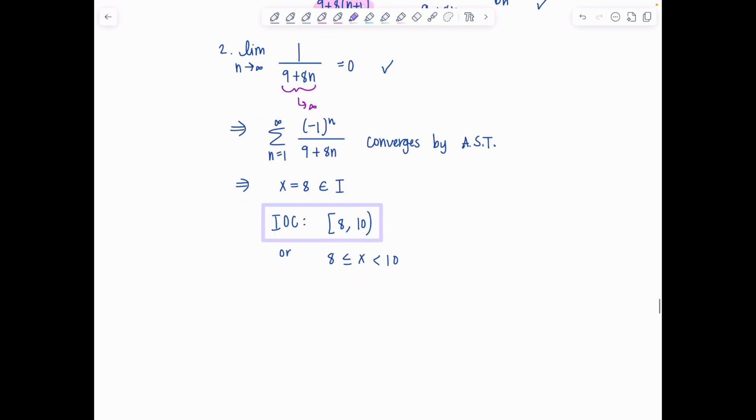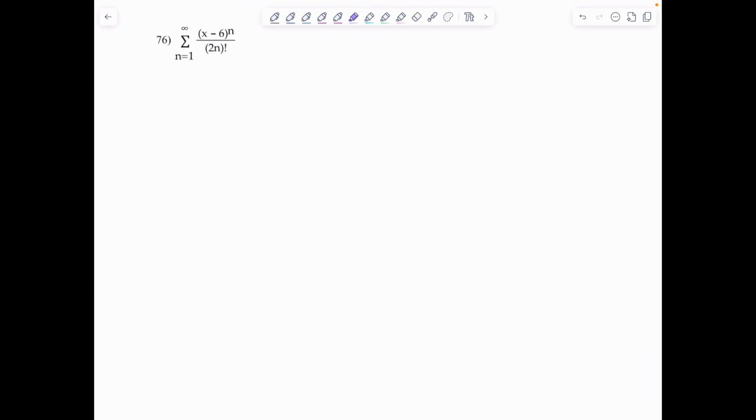Let's try another. All right, here's a lovely one. We have the sum n equals 1 to infinity of (x minus 6) to the n over (2n) factorial. So start off, let's do the ratio test. I'm going to take the limit as n goes to infinity of the absolute value of (x minus 6) to the n plus 1 over (2 times (n plus 1)) factorial, times the reciprocal of a sub n, so (2n) factorial over (x minus 6) to the n.